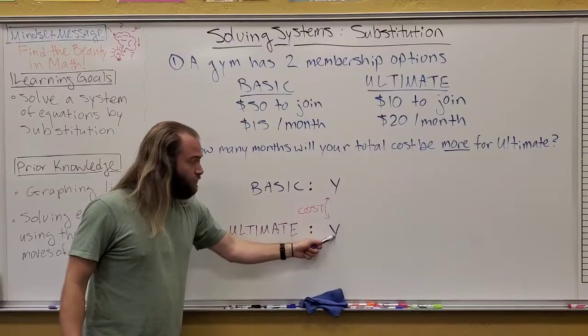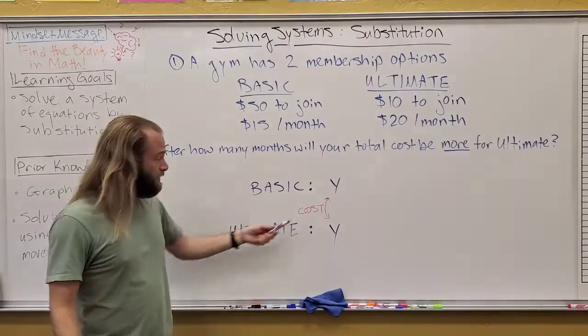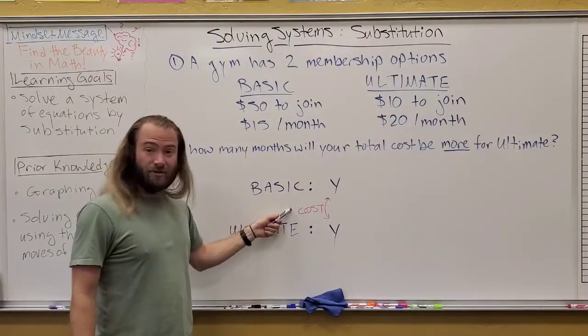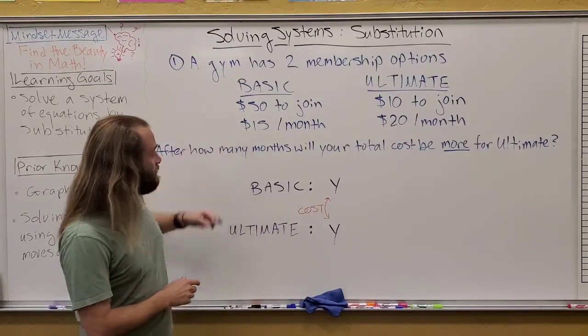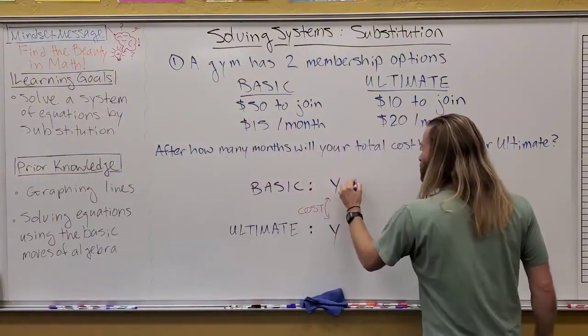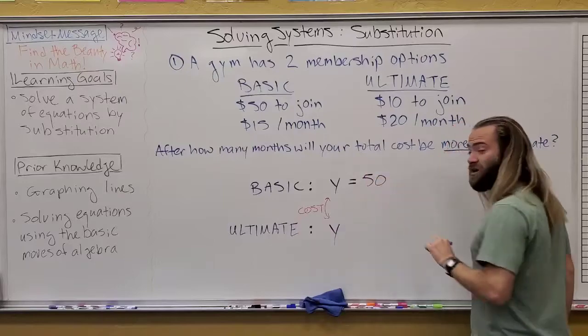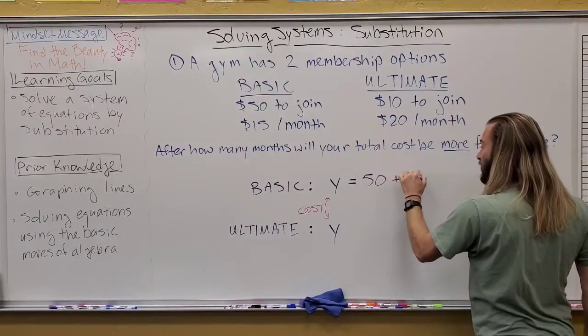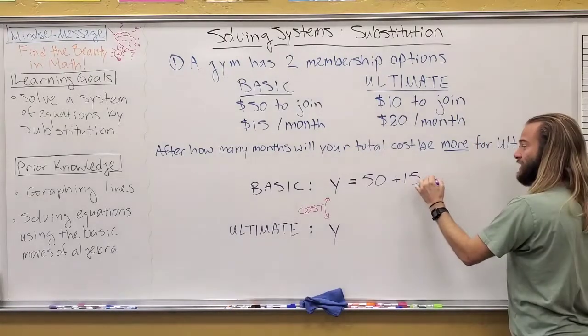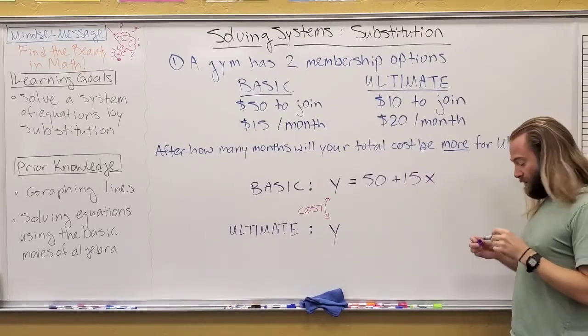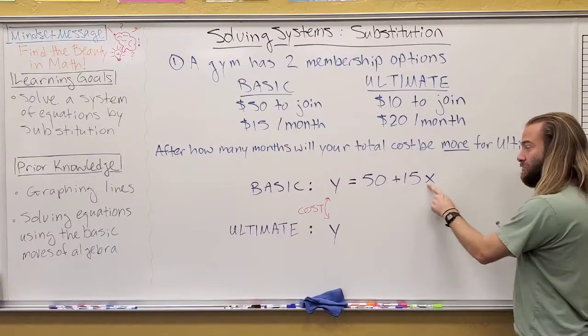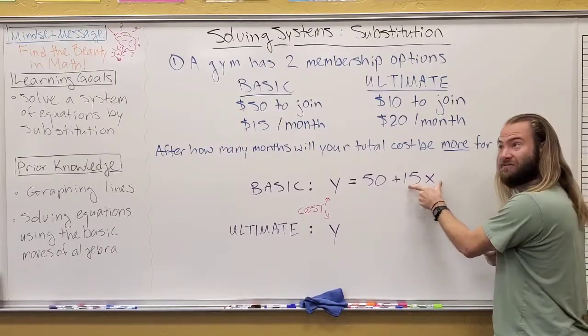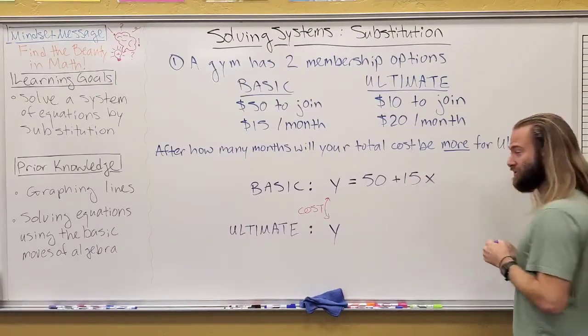So let's just start out with y and think of that as our output, and that's going to represent the total cost. For the basic membership, we know that we start with $50 no matter what. And then how many months go by? Well, we pay $15 per month, and we're going to use x here to represent the months. Because depending on how many months, that's how many $15 increments I have to spend, right?